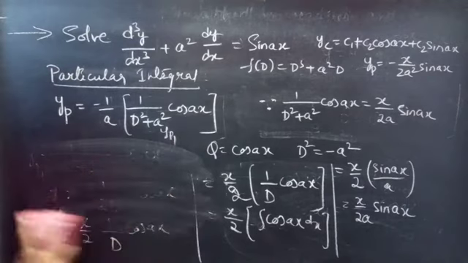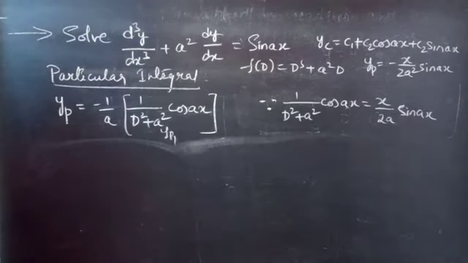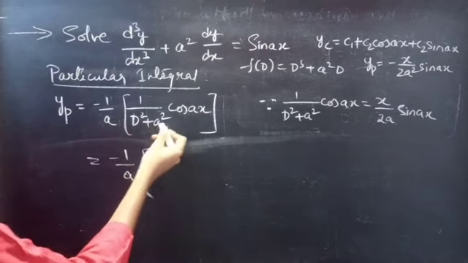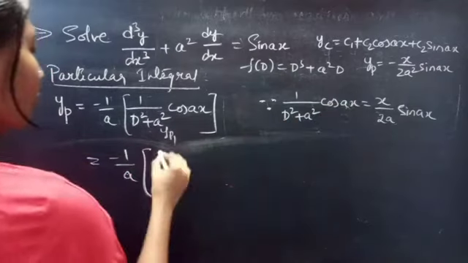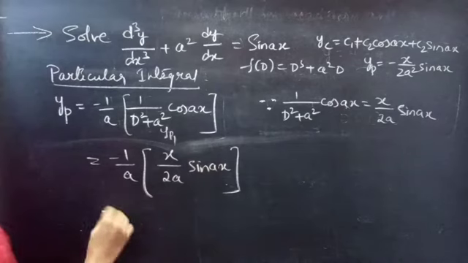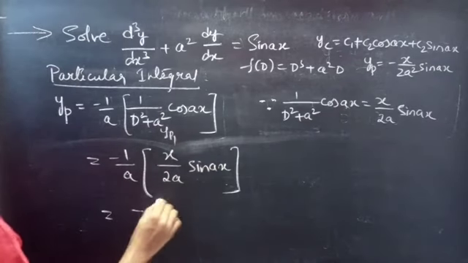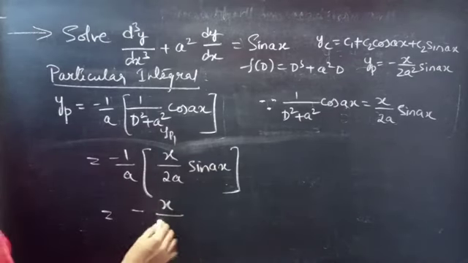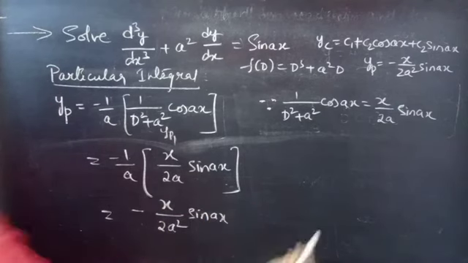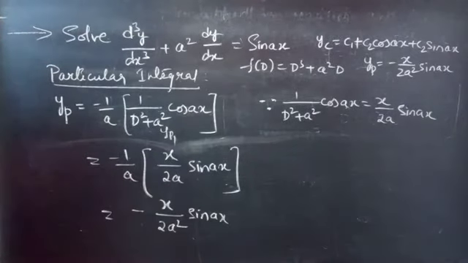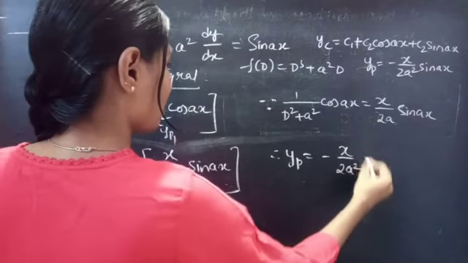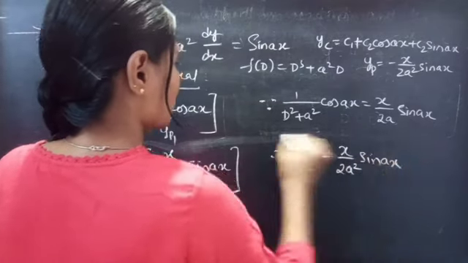Then we'll get yp equals minus 1 by a into, replacing 1 by D square plus a square into cos ax by x by 2a into sine ax, which equals minus 1 into x, that is minus x by 2a into a, which is 2a square, into sine ax. We got the same thing. Therefore, yp equals minus x by 2a square into sine ax.